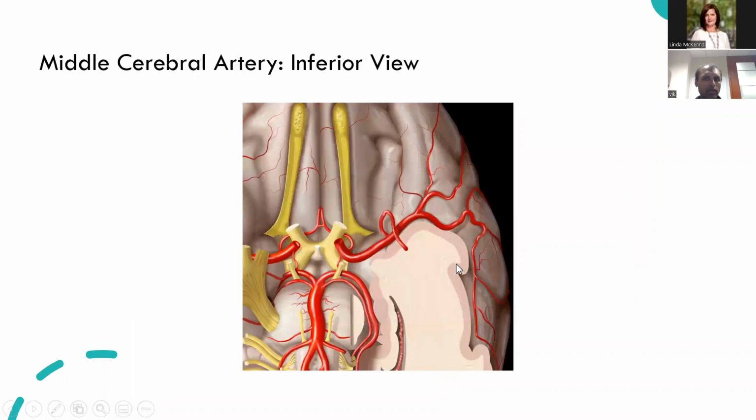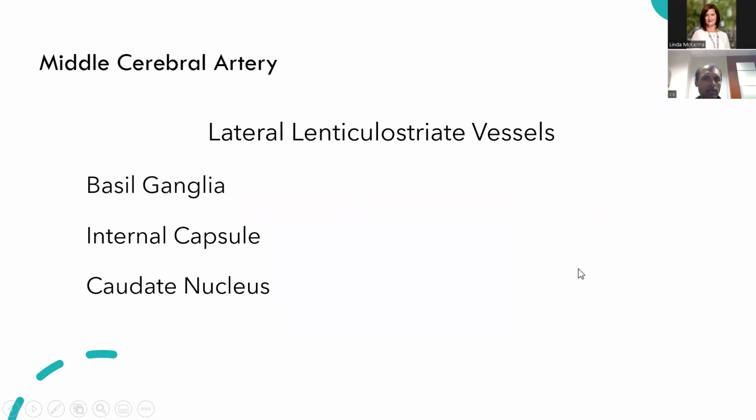So here's a nice schematic view of the inferior view of the brain. You can see here, this is the middle cerebral artery. Here it gives off some of the lateral lenticulostriates, but then ultimately goes out into the hemispheres of the brain. As noted, the lateral lenticulostriate vessels primarily supply the deep gray nuclei of the brain, things like the basal ganglia, the internal capsule, as well as the caudate nucleus.